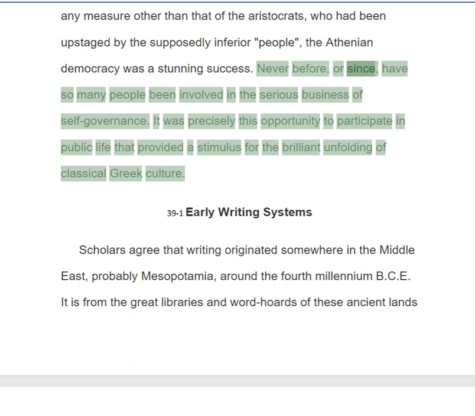Never before, or since, have so many people been involved in the serious business of self-governance. It was precisely this opportunity to participate in public life that provided a stimulus for the brilliant unfolding of classical Greek culture.